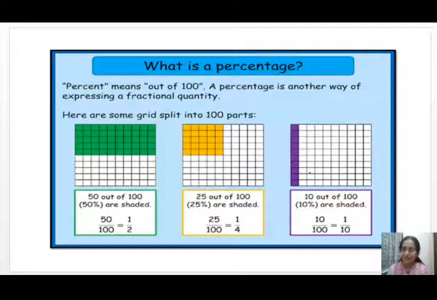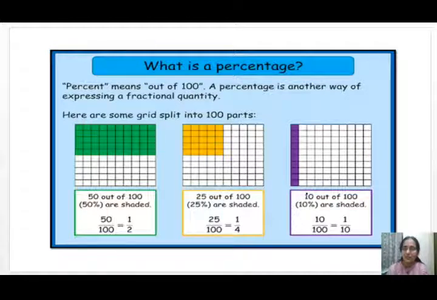Here in this grid, we will look at the third figure. In the third grid, the total number of boxes is 100. Only 10 boxes are shaded purple. 10 boxes out of 100 boxes, or 10 out of 100, are shaded purple. That means 10% are shaded.